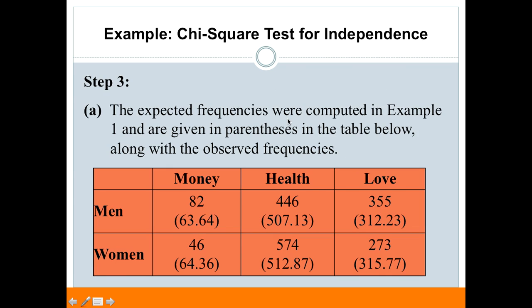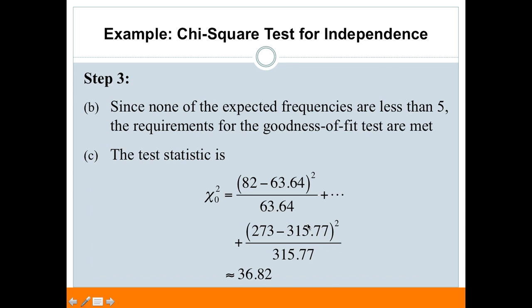So the expected frequencies were computed in the previous example, okay, and those are given in the parentheses here. The observed frequencies are actually what we obtained. Now, observed frequencies are always going to be whole numbers because we're actually observing this happen. So we actually had 82 men who answered the question money. We had 446 men who answered the question with health. We would have expected 507. That's what this is saying. So none of the expected frequencies are less than 5, so the requirements are met.